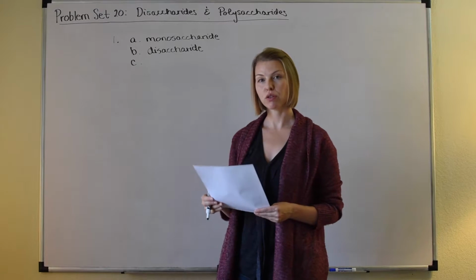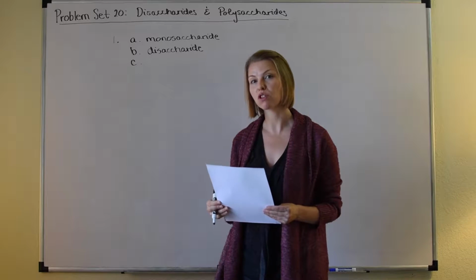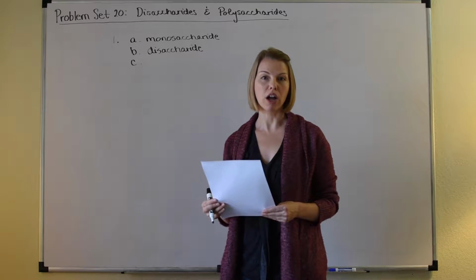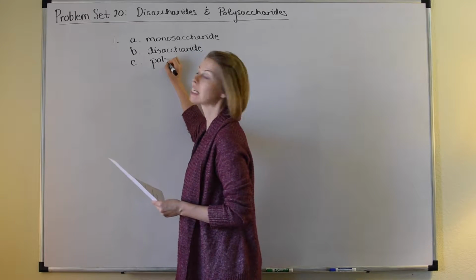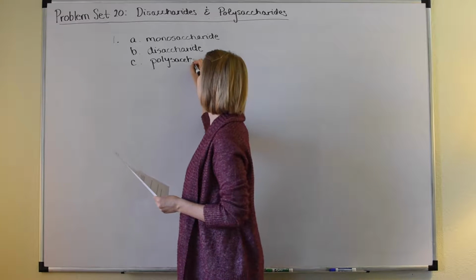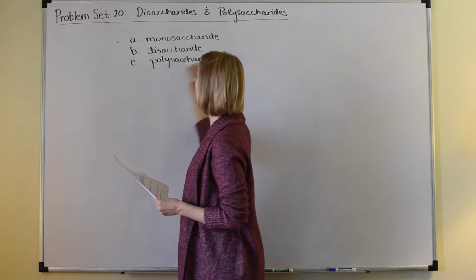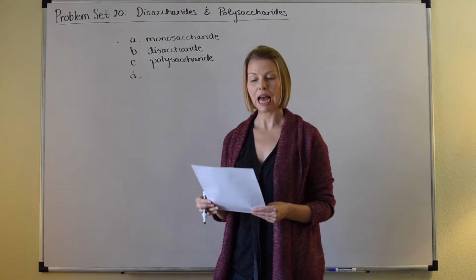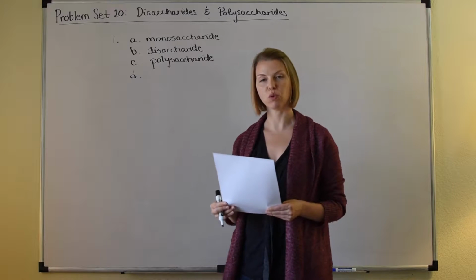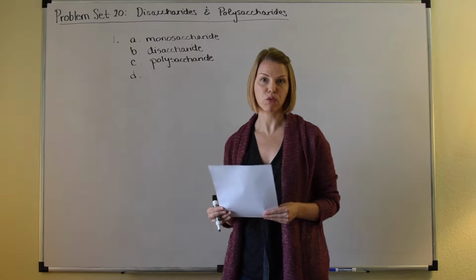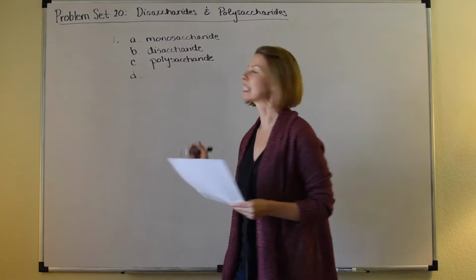C, amylose. Remember that amylose is a polysaccharide composed of D-glucose units connected by alpha-1,4 glycosidic bonds. So for amylose, you should write polysaccharide. D, maltose. Maltose is composed of two D-glucose units connected by an alpha-1,4 glycosidic bond. So two monosaccharides connect to make a disaccharide.